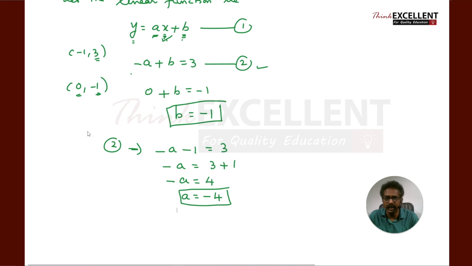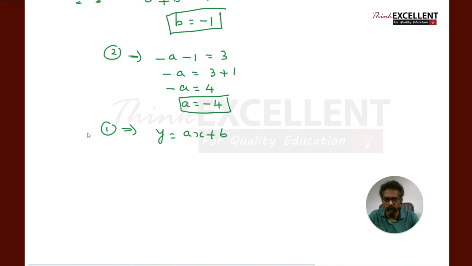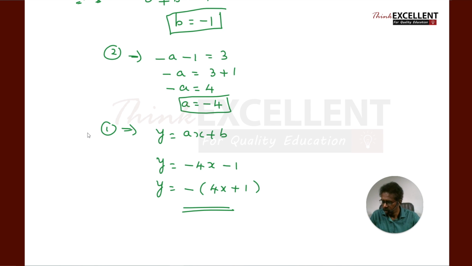But that is not the final answer, right? You have to find the linear function. The linear function is y equal to ax plus b. So you substitute these values in it. That is, y is equal to the a value, -4x, plus the b value, -1. So minus is common. If you want the last step, you take minus outside, and you will get -(4x plus 1). And this is the required linear function.